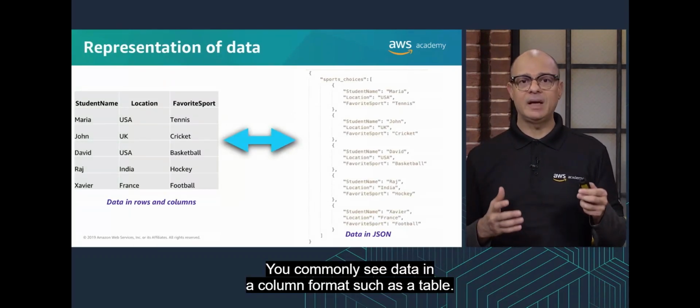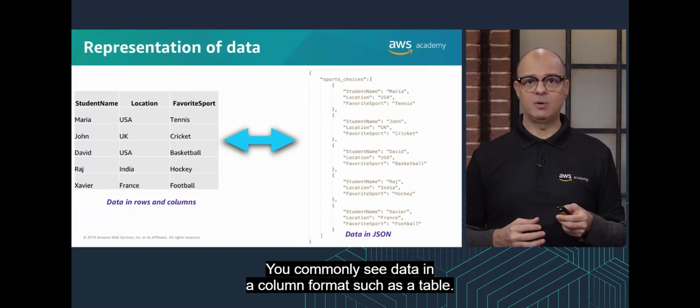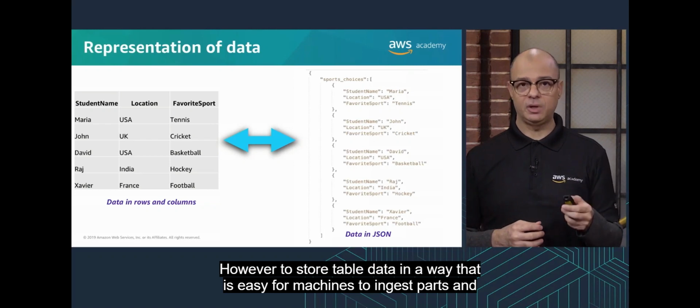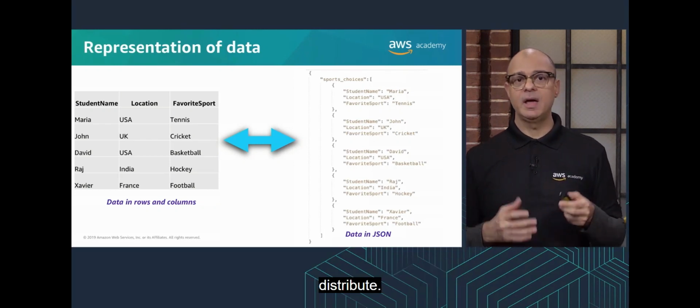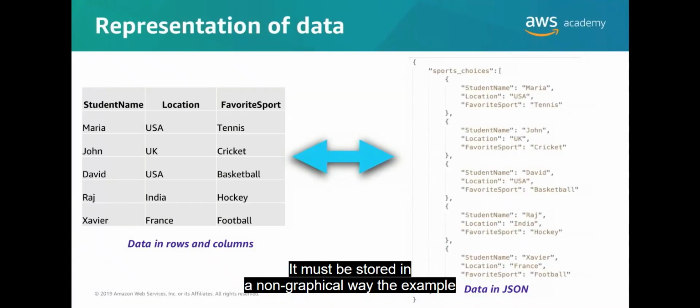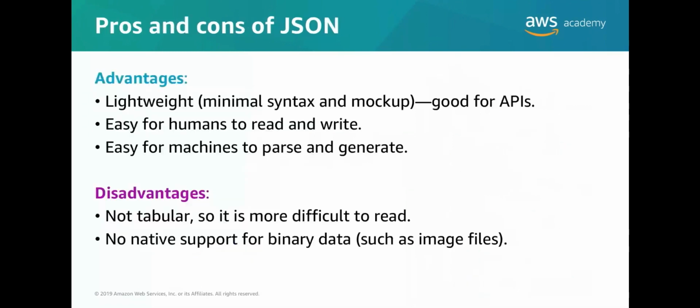You commonly see data in a column format, such as a table. However, to store table data in a way that is easy for machines to ingest, parse, and distribute, it must be stored in a non-graphical way. The example shows that you can store data from a table in the JSON format.